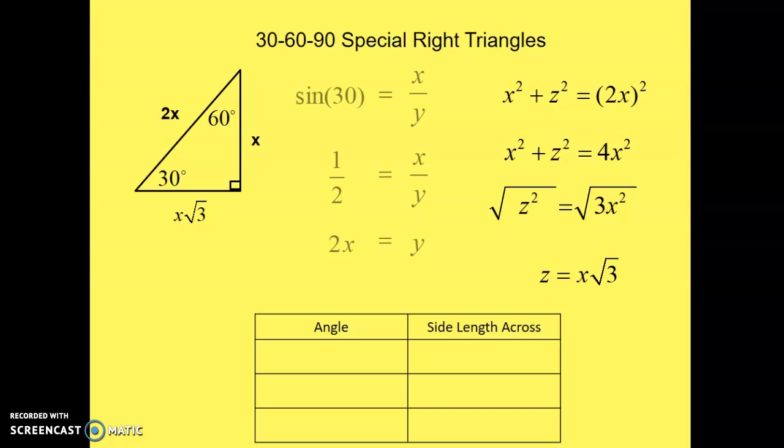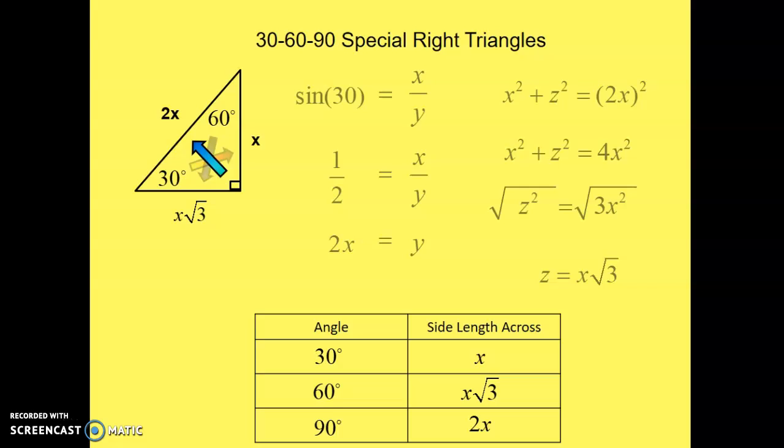Okay. So if we look at this, across from the 30-degree angle, we have the x term. Across from the 60-degree angle, we have the x root 3 term. And across from the 90-degree angle, we have the 2x term. So this is how you figure out what the side lengths are depending on what the angles of the triangle are. So again, across from the 30 is the x, across from the 60 is the x root 3, and across from the 90 is the 2x.